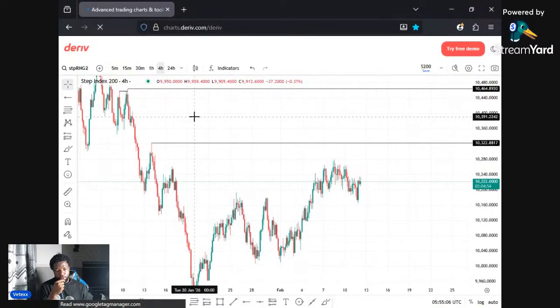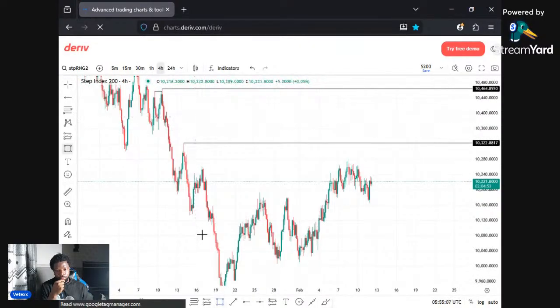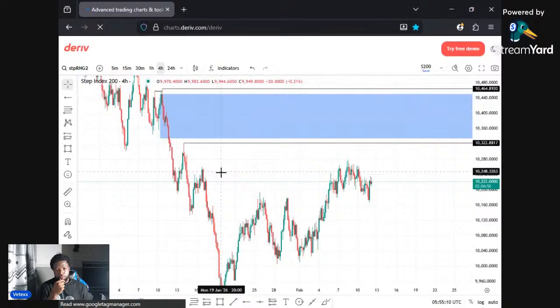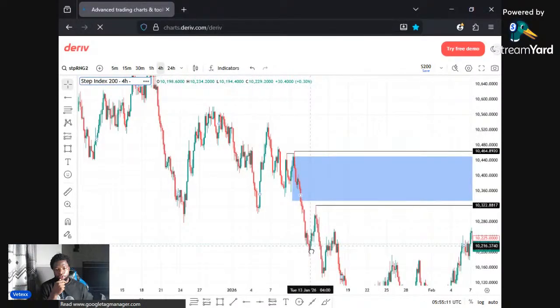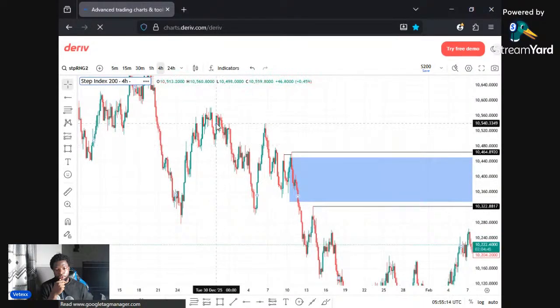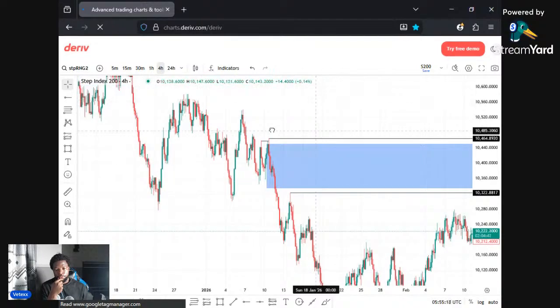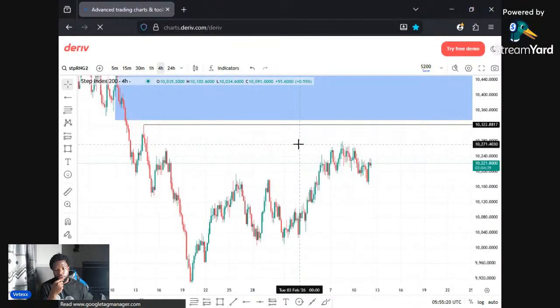So I'm anticipating price to come into this zone, because this is the most clear structure I'm seeing right now on Step 200, and it's on the 4 hour time frame. So I want price to come here and then sell off.